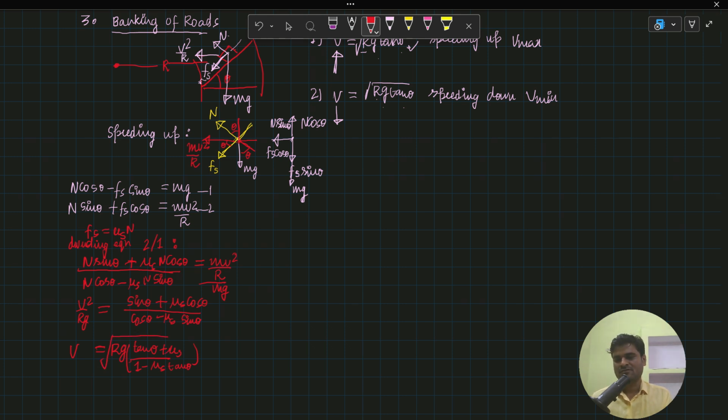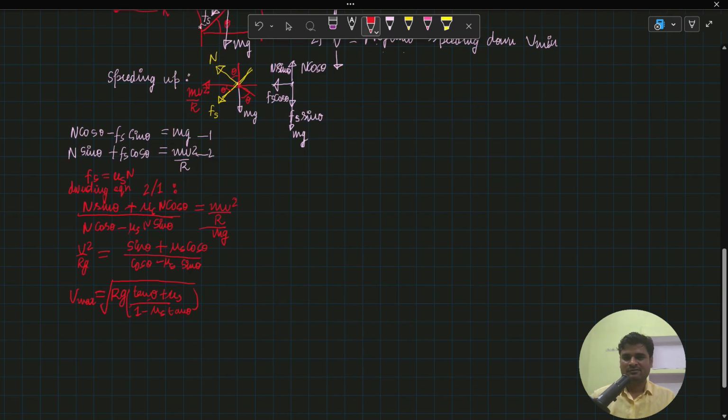So as you can see, this is the maximum velocity that is allowed for a road. Theta is fixed, mu s is fixed, so everything is fixed. So this is the maximum velocity at which our car or our vehicle will not skid. So we started with this.